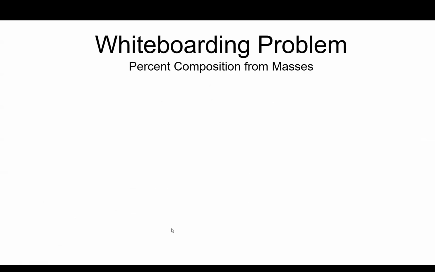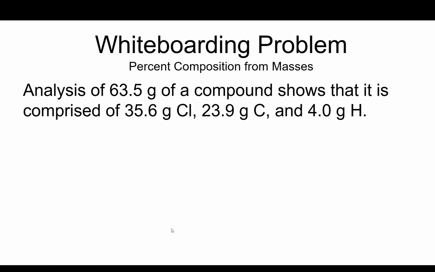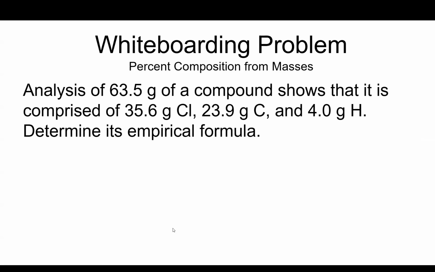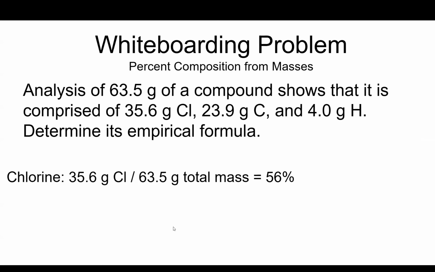Let's do another one like this. Analysis of 63.5 grams of a compound shows that it is comprised of 35.6 grams chlorine, 23.9 grams carbon, and 4.0 grams hydrogen. We're asked to determine its empirical formula. This time we have 3 elements, and they gave us the masses of each of those, along with the total mass. So our calculation is to take the mass of the element that they gave us, divided by the total, times 100 to get a percent.